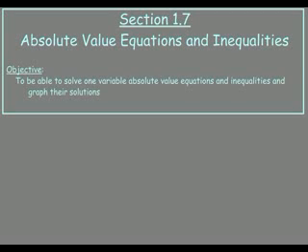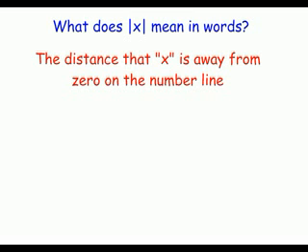Today we're going to look at section 1.7, absolute value equations and inequalities. Our objective is to be able to solve one variable absolute value equations and inequalities and to graph their solutions. So what does absolute value of x mean in words? Well, absolute value is the distance that x is away from 0 on the number line.